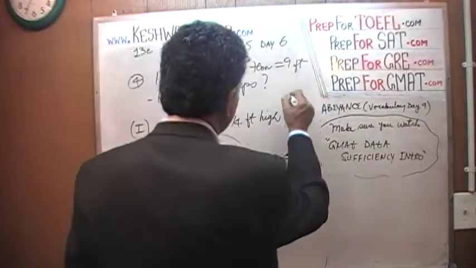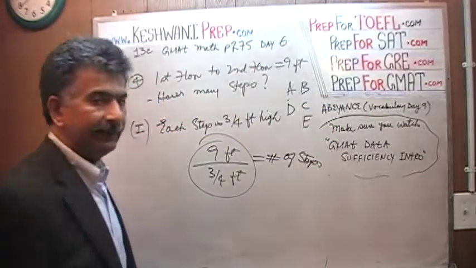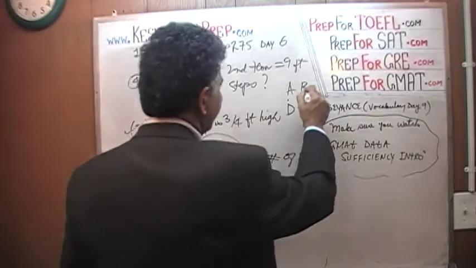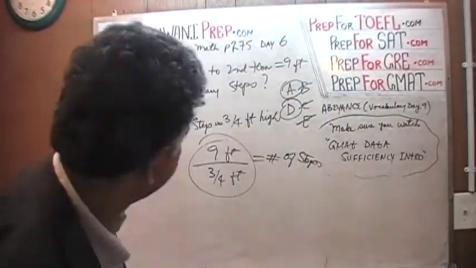Let's put down here A, D, B, C, E. First statement by itself does the job, therefore the answer cannot be B, C, or E. It's got to be either A or D. Let's look at second statement.